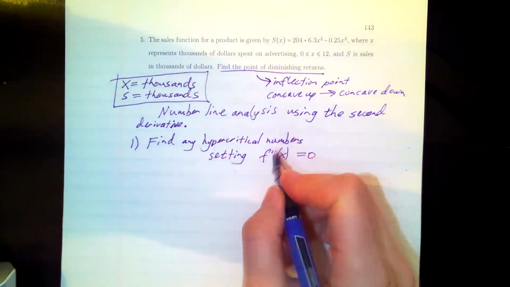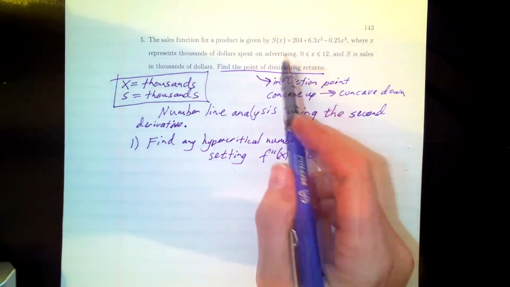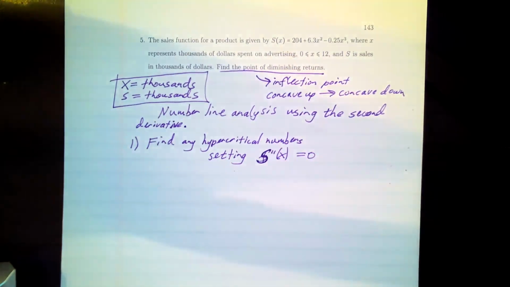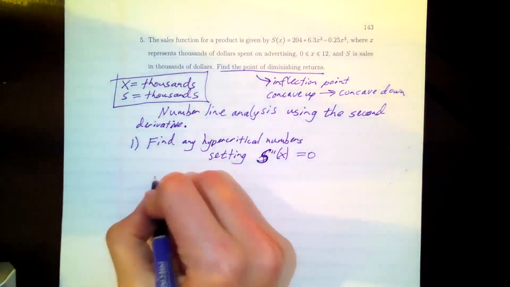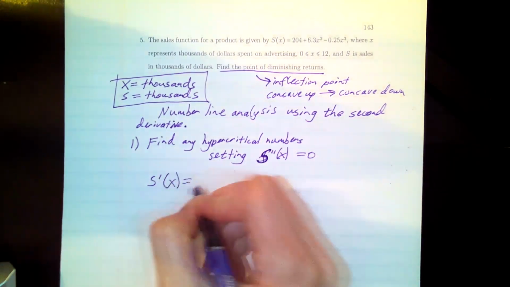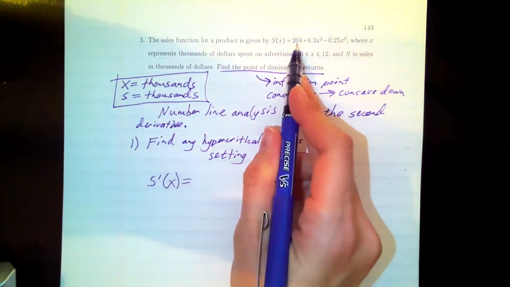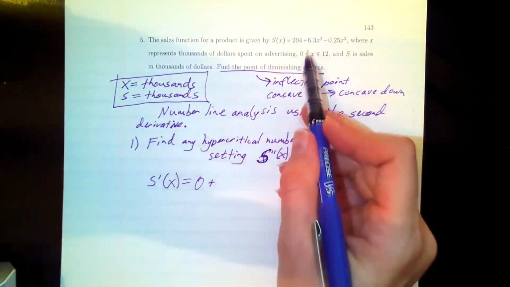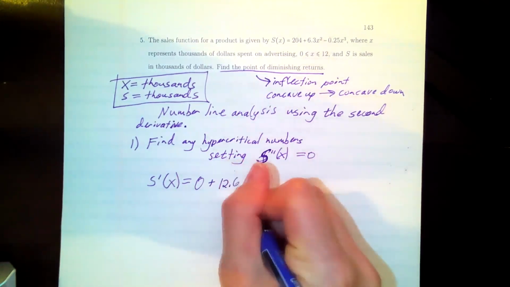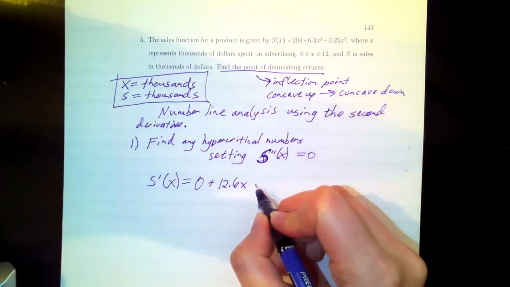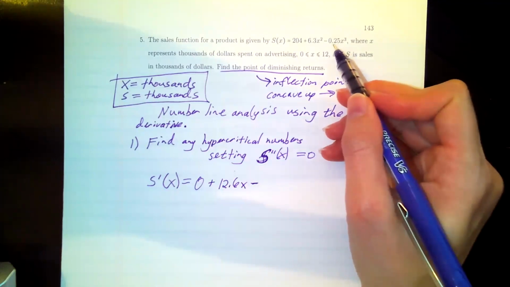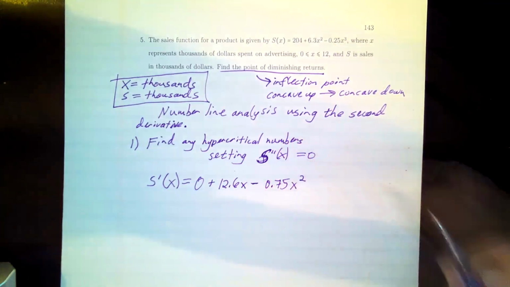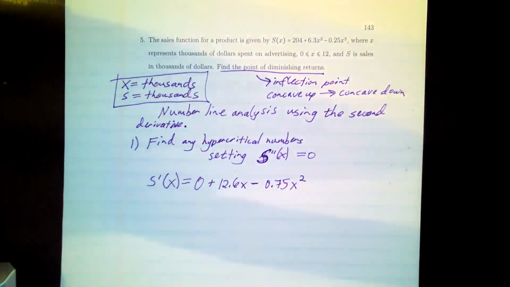I've got to set my second derivative equal to 0. In this case, my function is called S, so that means I'm going to find S double prime and set that equal to 0. So let's get started. I first need to find the first derivative of sales. Derivative of 204 is 0. Derivative of 6.3x squared, 6.3 times 2 is 12.6. X to the 2 minus 1 minus 0.25 times 3. I have yet another power rule there. X to the 3 minus 1. This is my first derivative.